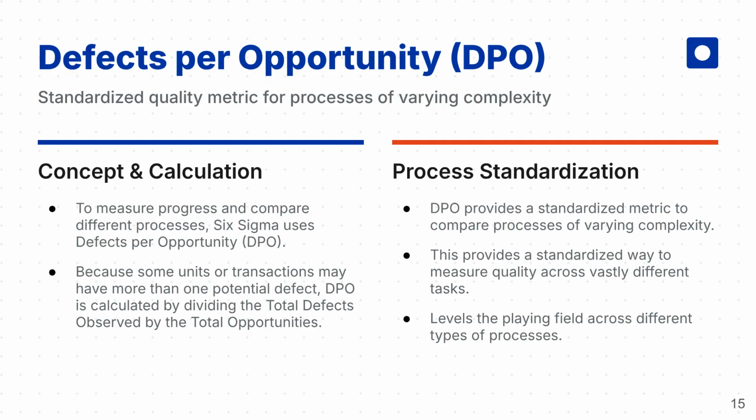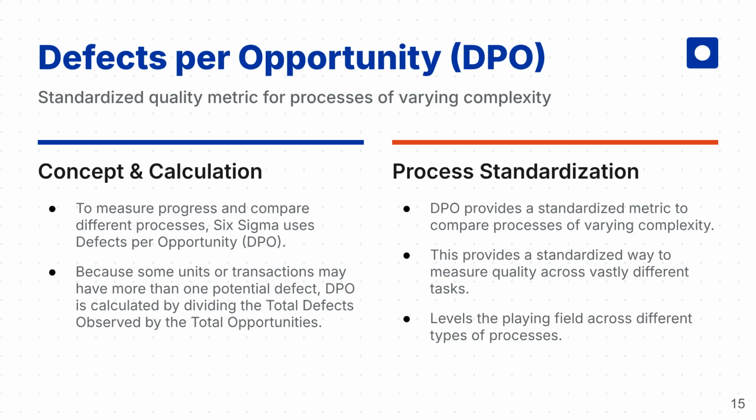The same concept applies to service industries. Consider 2 banking processes. Opening a savings account may involve only a few verification steps, whereas approving a home loan requires extensive documentation and multiple approval stages. Even if both processes record the same number of errors, the home loan process may actually have a lower DPO, because it has far more opportunities for mistakes. This allows managers to evaluate quality fairly, instead of relying only on raw defect counts.